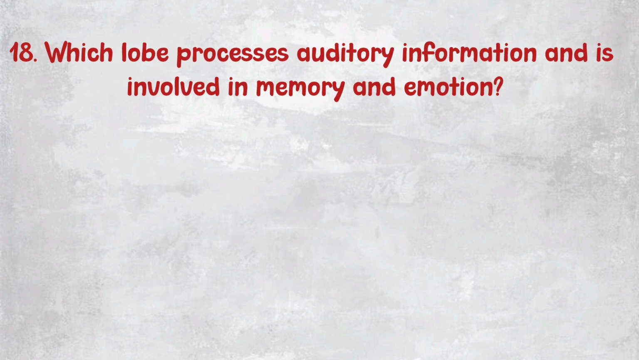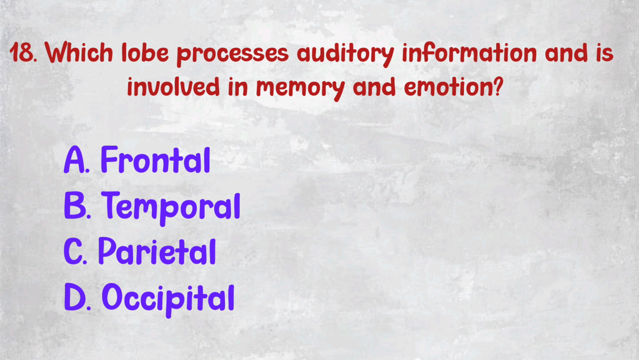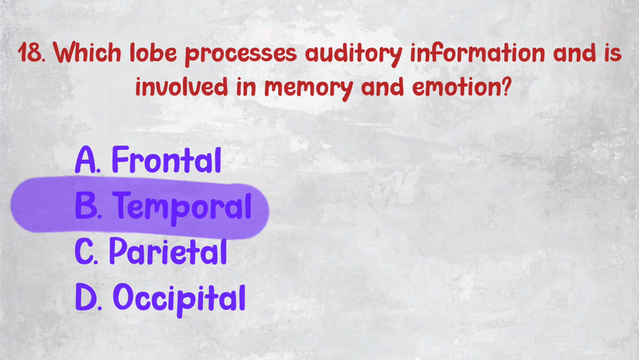Question number 18. Which lobe processes auditory information and is involved in memory and emotions? We have A, the frontal, B, the temporal, C, the parietal, and D, the occipital. Our answer is the temporal. The temporal lobe is responsible for hearing, language comprehension, and emotional association.